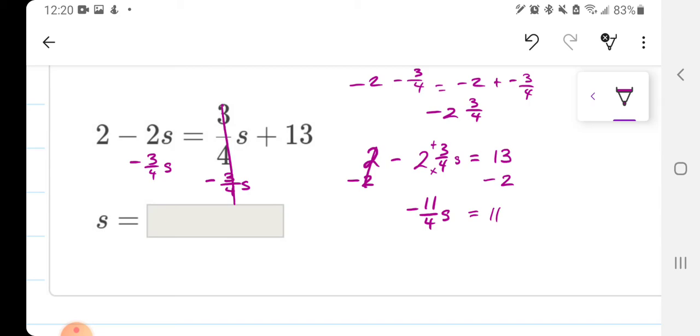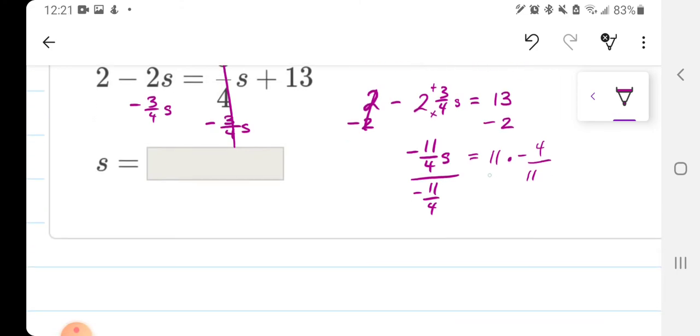Okay? And now we've done this before. Our job is to divide by negative 11 over 4 on both sides. But when you divide a fraction, it's the same as multiplying by the reciprocal, right? So we're actually going to multiply by a negative 4 over 11 on this side, okay? And as you can tell, it looks like we're about done, because if I think about this as a fraction, I can simplify those down to 1. So s is actually going to equal simply a negative 4. And that's what we'll put in here, negative 4.